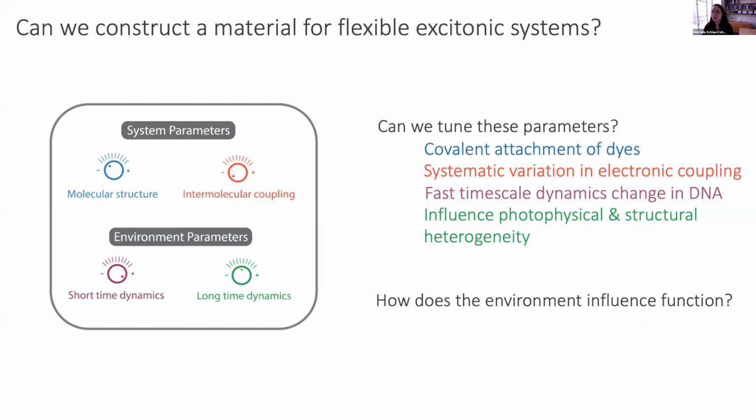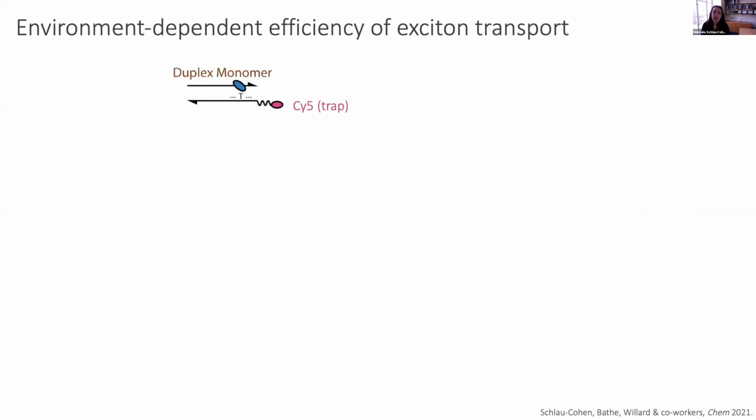Can we think about how the environment might be able to influence the function of our excitonic system? What we were particularly interested in is exciton transport. We looked at that by looking at energy transfer, where we took our Psi3 covalently attached within DNA, and we added a trap, an acceptor dye, a Psi5 acceptor. Then we looked at the efficiency of energy transfer from Psi3 to Psi5.